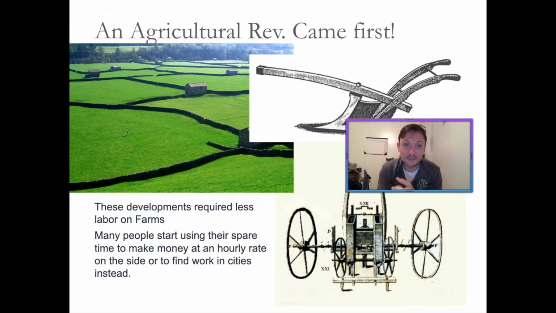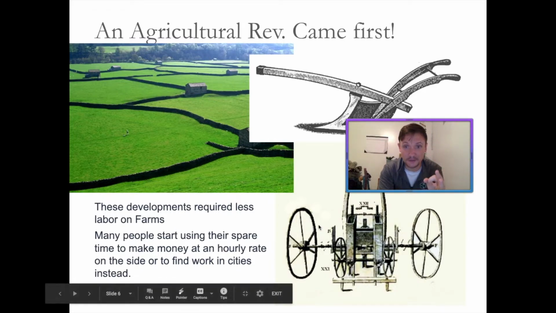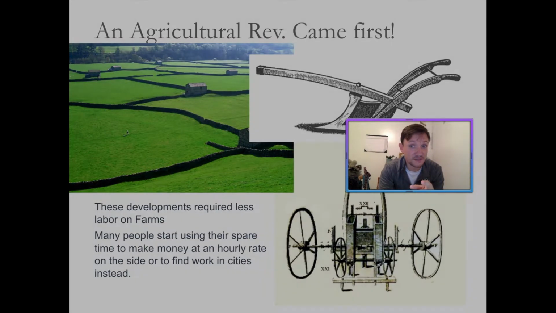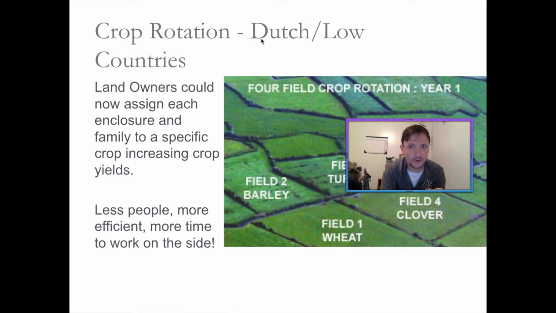So we got three things that we just covered, right? The seed drill, invented by Jethro Tull, Rothenberg's iron plow, and then we also have the enclosure system. Now, this agricultural revolution is very important because these developments required less labor on farms, and many people started using their spare time to make money at an hourly rate on the side or to find work in the cities. The side hustle is very, very important, right? You got to understand that.